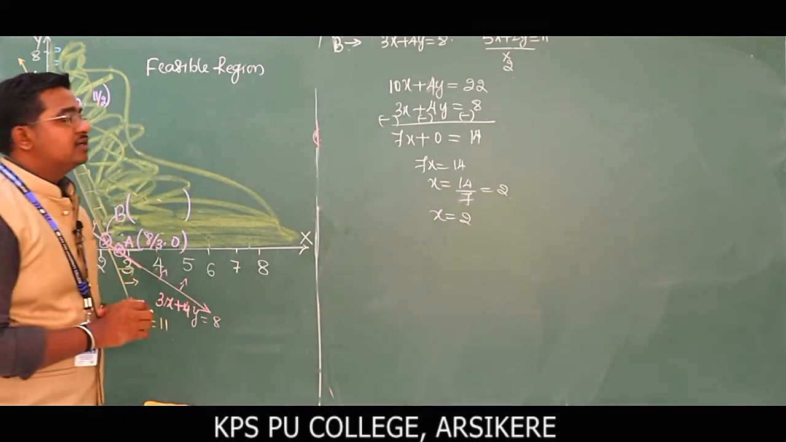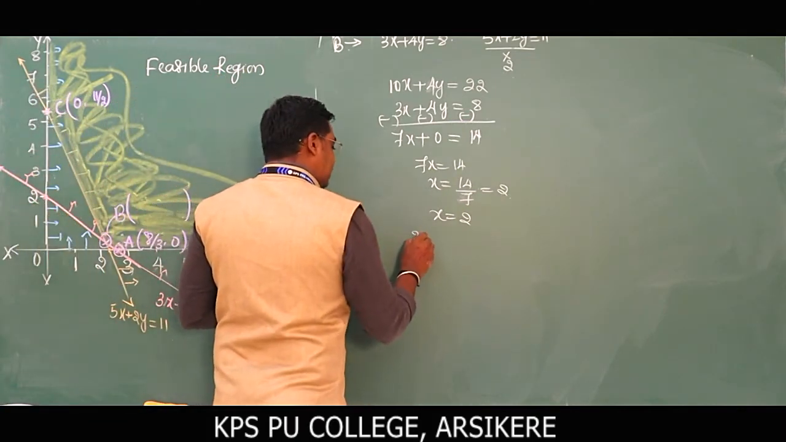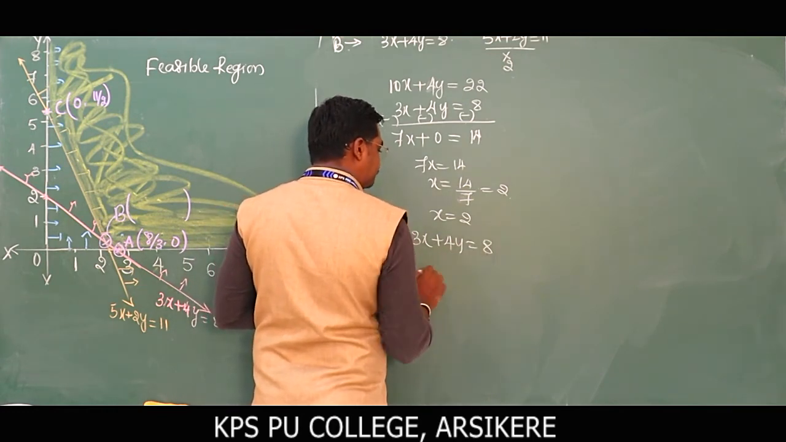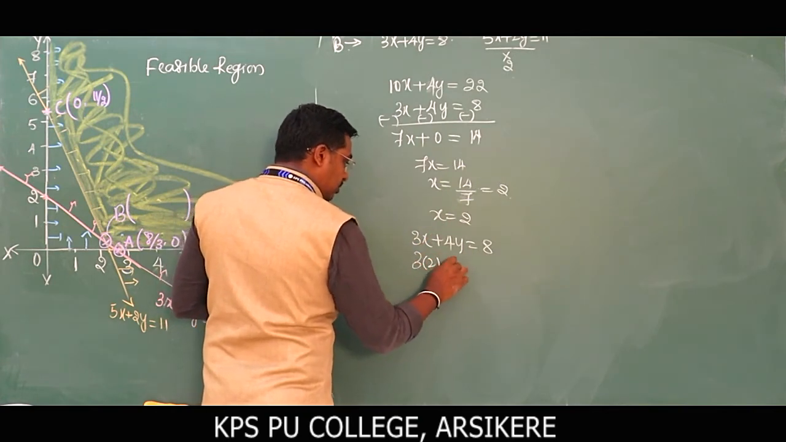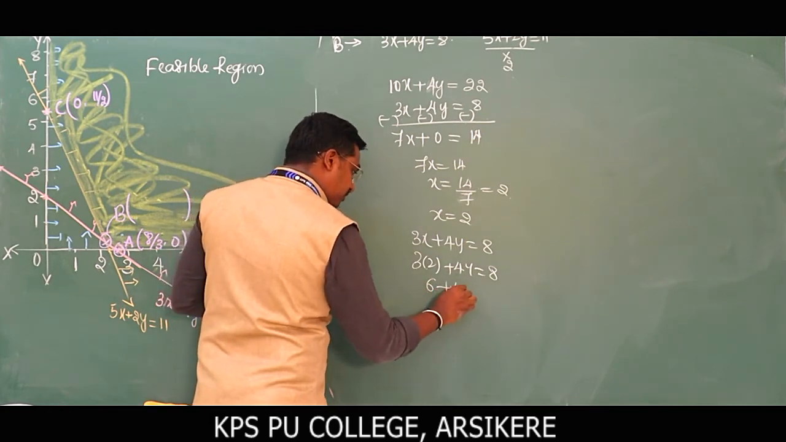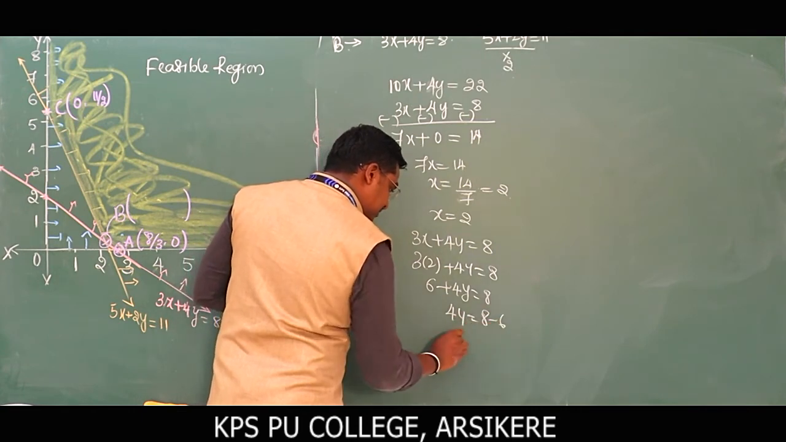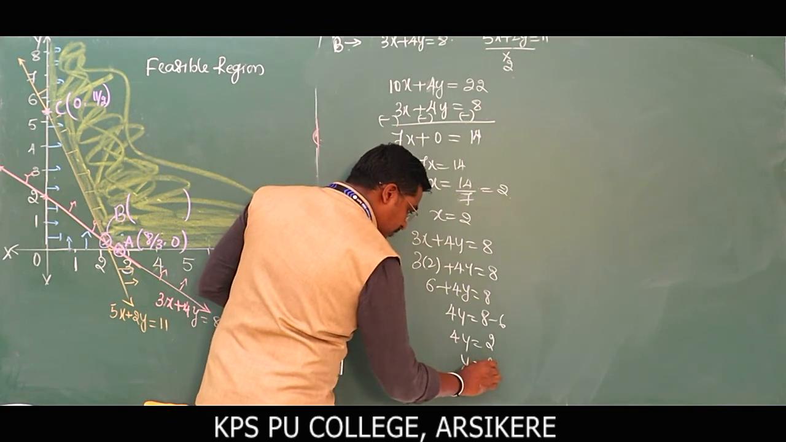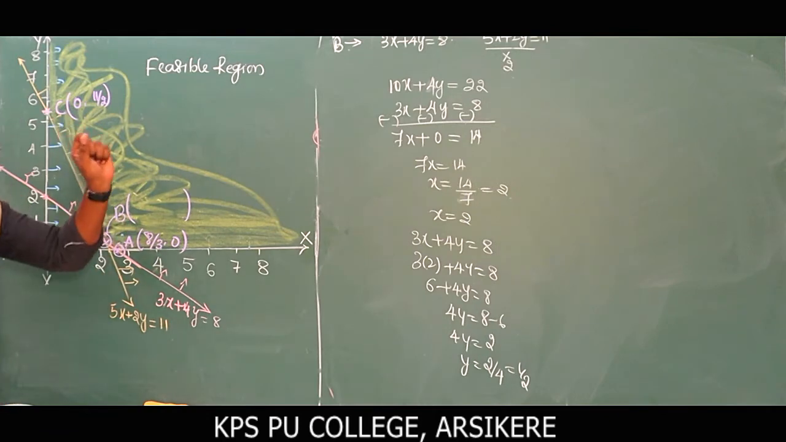So what about y? Substitute in any one of the equations, we get the value of y. I will take this one: 3x plus 4 into y is equal to 8. The x is 2, so 3 into 2 plus 4 into y is equal to 8. 3 twos are 6. 6 plus 4y is equal to 8, so 4y is equal to 8 minus 6, 4y is equal to 2. What is y then? 2 divided by 4, we are left with 1 by 2. The y value is 1 by 2.